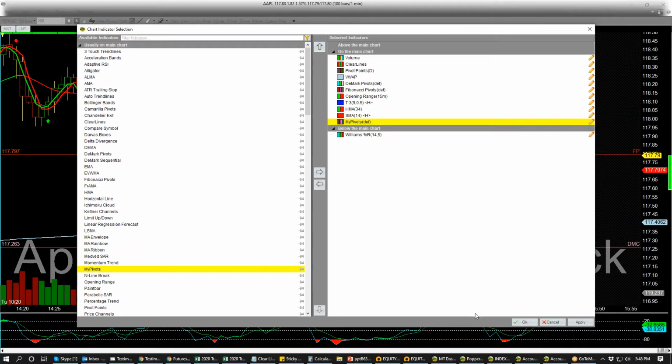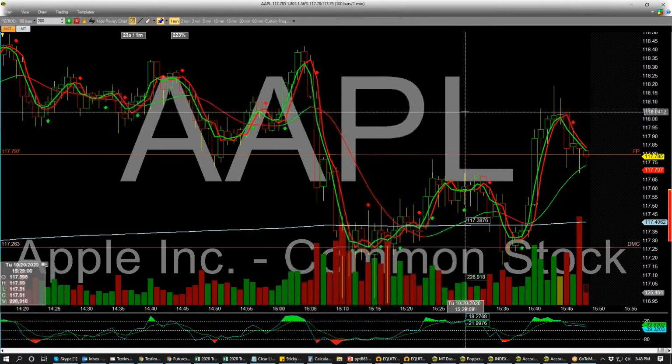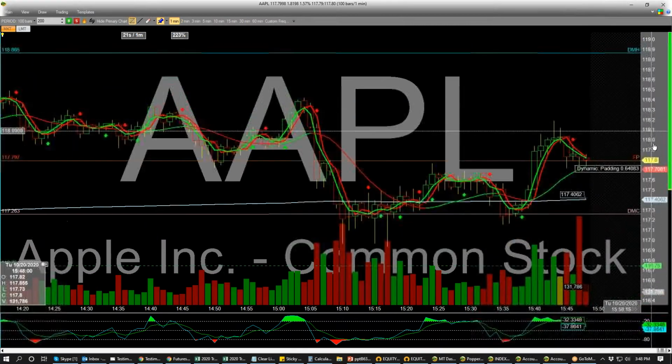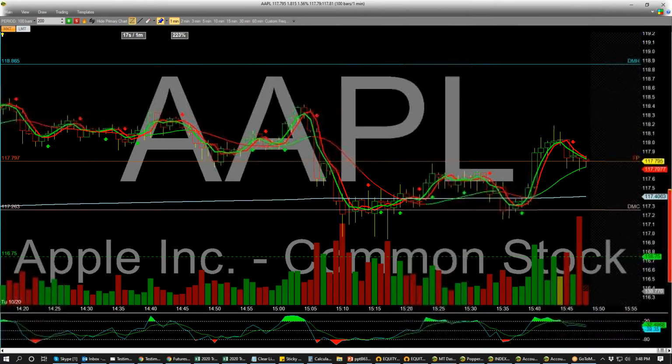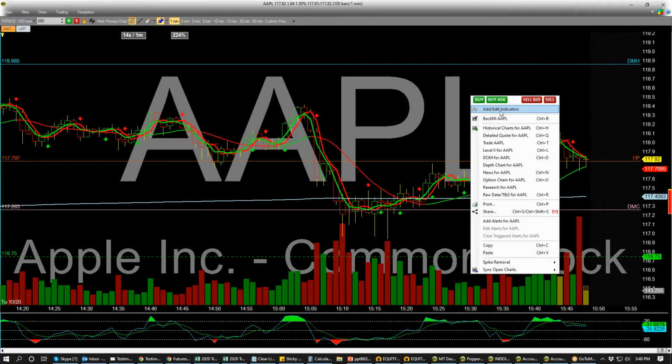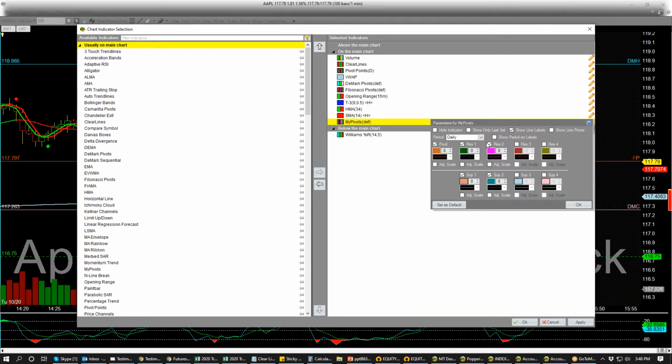My pivots. Whose pivots? They're my pivots. I don't see anything. Hold on. Maybe there's a setting we have to do on my pivots. Show line prices.